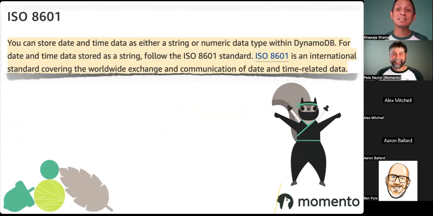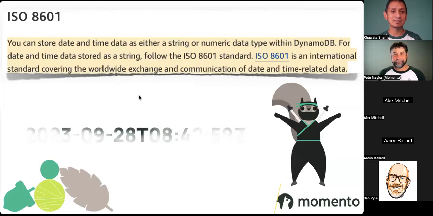If you go to the DynamoDB documentation, the official documentation, and there are awesome blogs on this kind of stuff as well, the official documentation says you can store date and time as either a string or a numeric data type. And if you're going to use a string, follow the ISO 8601 standard, which is actually quite a good standard to represent time and date. It covers time zone and things like that.